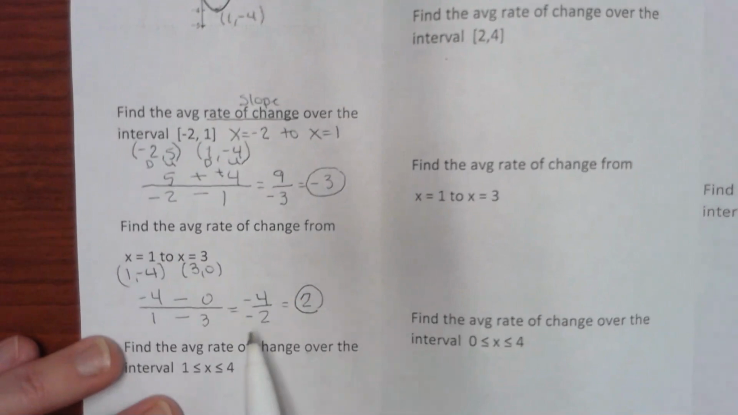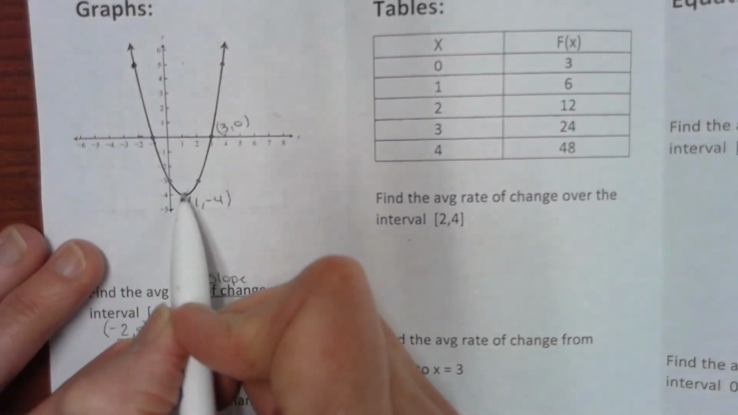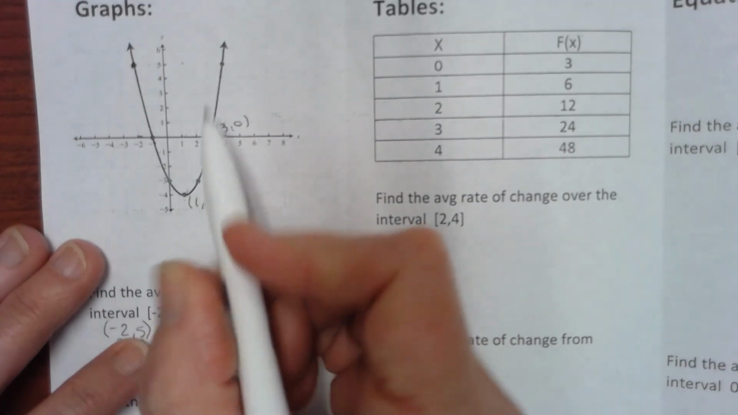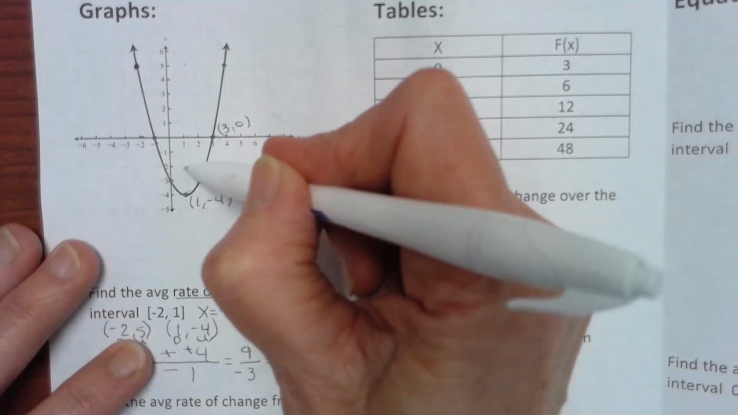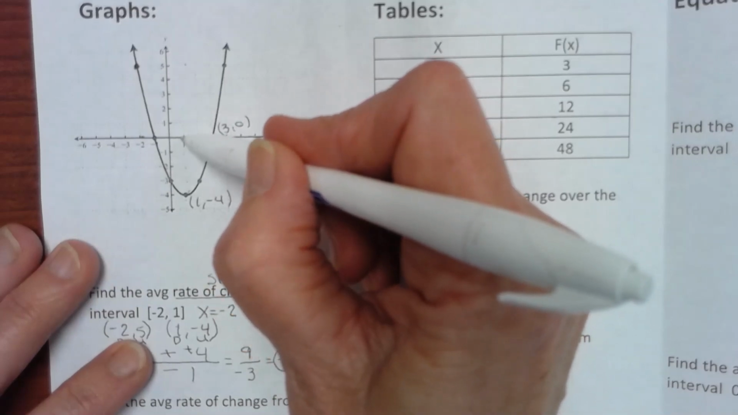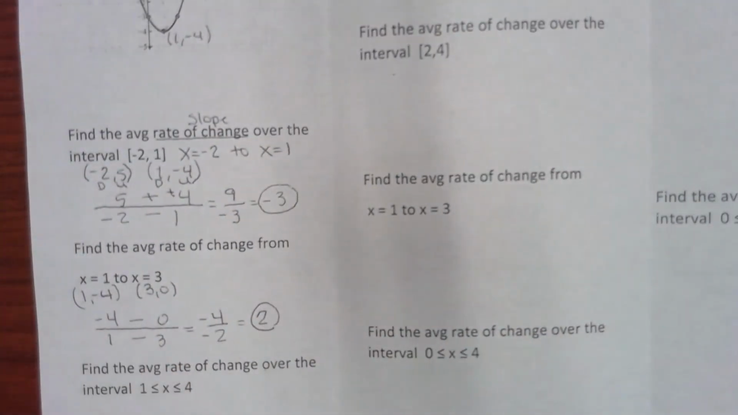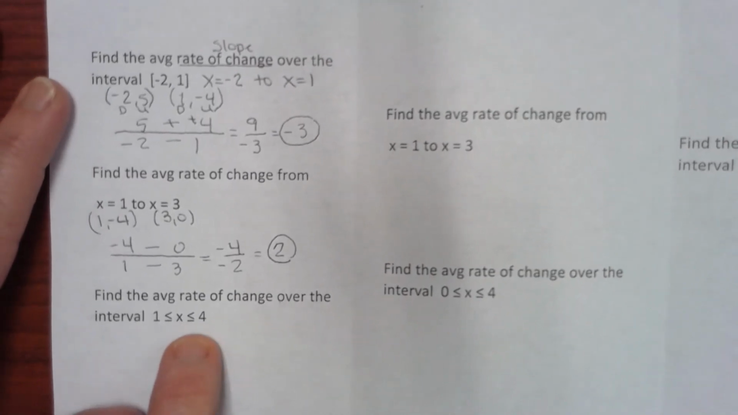Okay, so let's take a look at how we can rise and run on this one at 1 and 3. Okay, so right here is the point at 1, and right here's the point at 3. So let's rise and run. 1, 2, 3, 4, and over 2. 4 over 2 is 2. Okay. Notice they can write it as an inequality between 1 and 4.